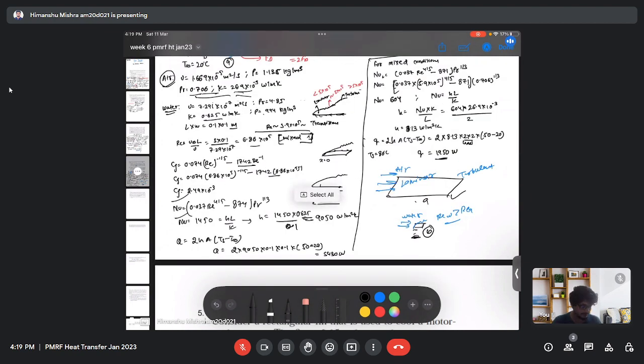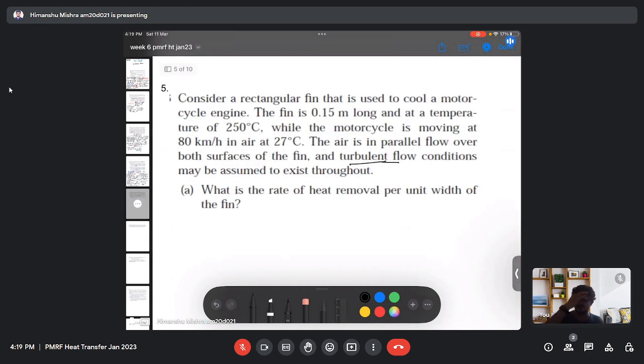In this question, we are given a rectangular fin that is used to cool a motorcycle engine. The fin is 0.15 meter long and at a temperature of 250 degrees Celsius, while the motorcycle is moving at 80 km per hour in air at 27 degrees Celsius. The air is in parallel flow over both surfaces of the fin, and turbulent flow condition may be assumed to exist throughout. What is the rate of heat removal per unit width?